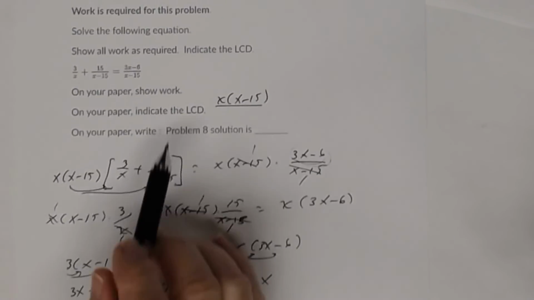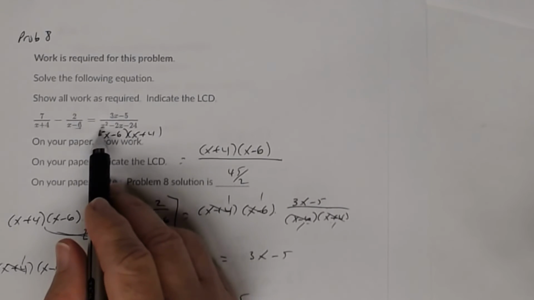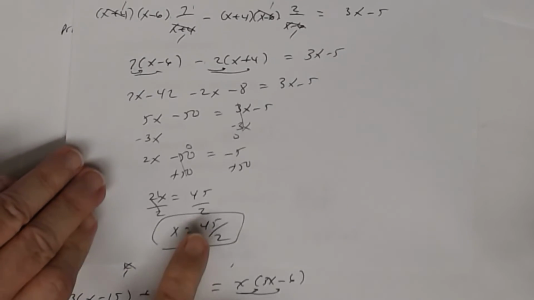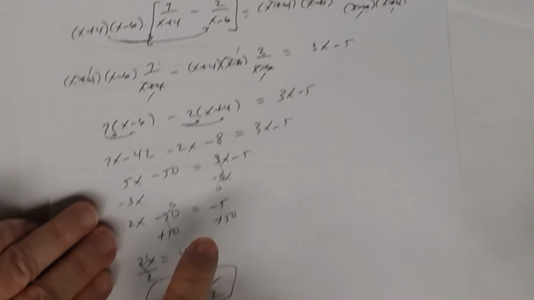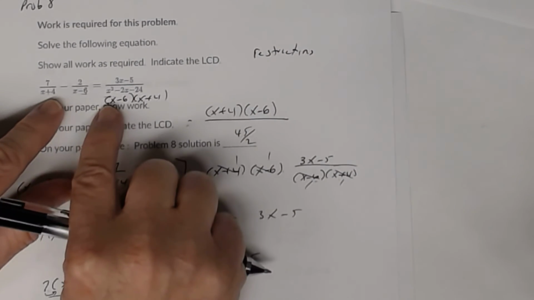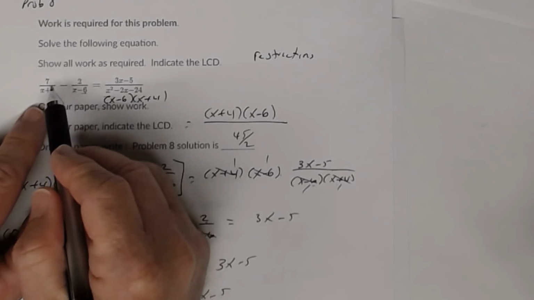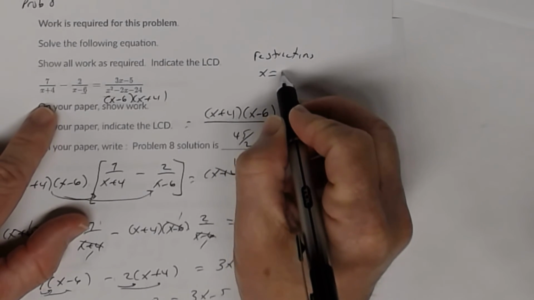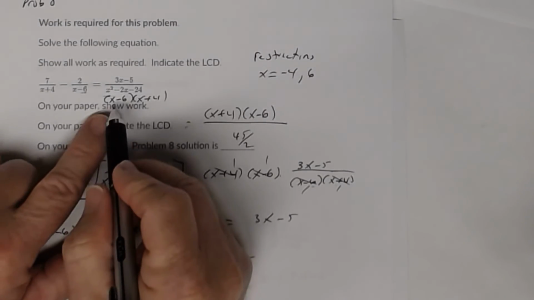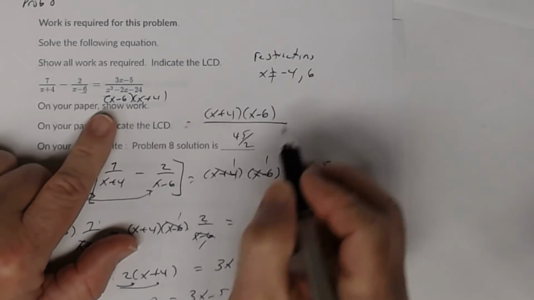And remember, when solving a rational equation, and we didn't do this in the other problem, we should have, you really needed to find the restrictions. Because when I found that the solution was 45 over 2, I had to make sure that that was not a restriction. So remember, your restriction is any value of x that makes the denominator 0. So notice that for x plus 4, negative 4 makes my denominator 0. And over here, positive 6 makes my denominator 0. Same thing here, positive 6, negative 4.